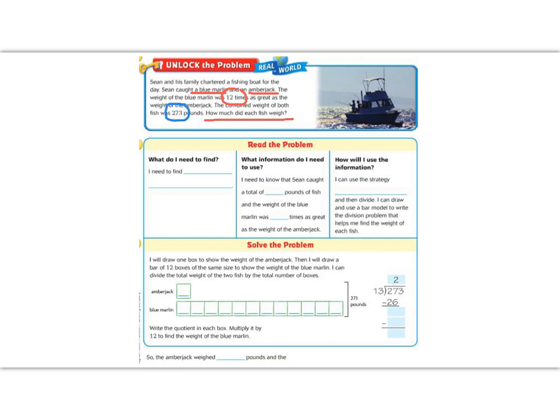So let's go ahead and fill in our problem-solving steps to solve the problem. The first step is, what do I need to find? We need to find how much each fish weighs. And they told us that at the end of our question.